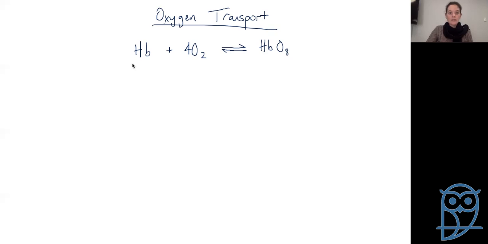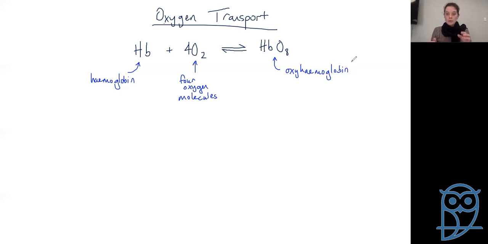So what is each of these things? Well, this is your hemoglobin. Here are your 4 oxygen molecules. And then what we get on this side is our oxyhemoglobin. So it's that oxyhemoglobin where we're now carrying our oxygen.